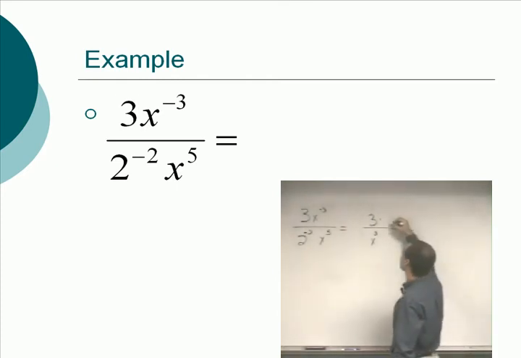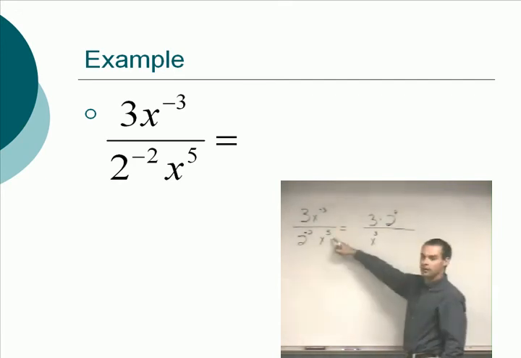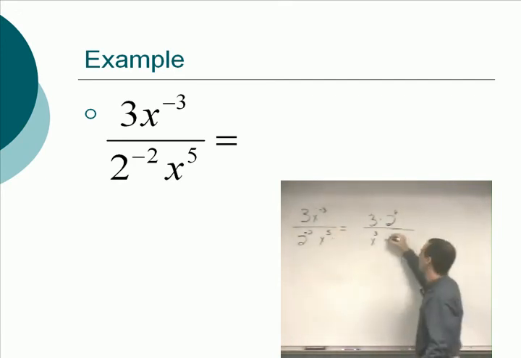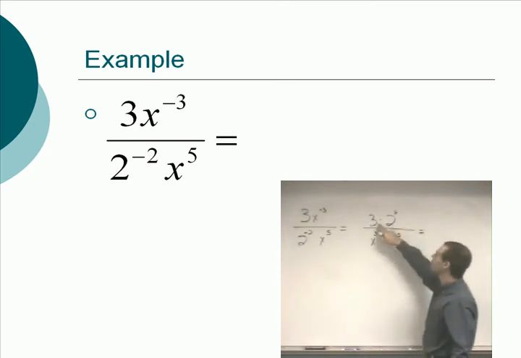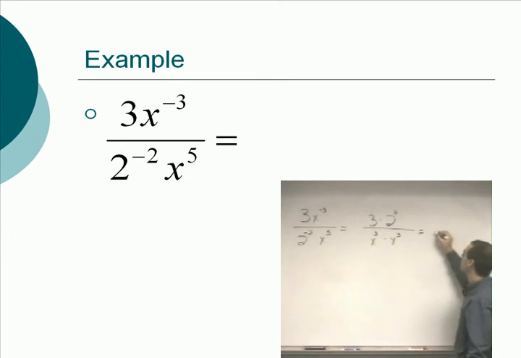We'll promote that up into the numerator. That becomes 2 to the positive 2. And what about the x to the 5th? Leave it there. Well, then we're home free. 3 times 2 times 2, that gives us a numerator of 12 over x to the, we're using the product rule here, x to the 8th.